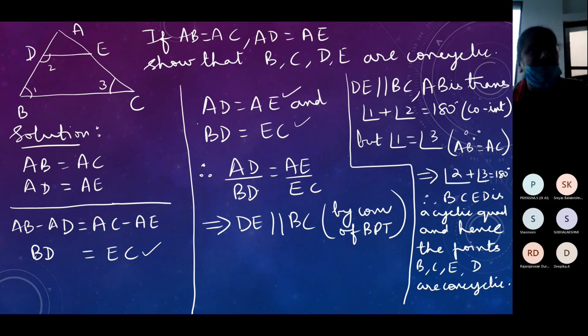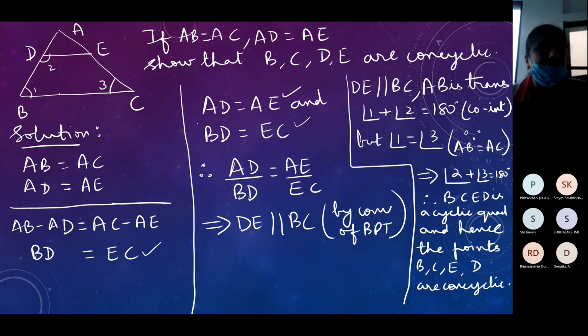So AD by BD. It's like we have A is equal to B, C is equal to D, so we are doing A by C is equal to B by D. So AD by BD is equal to AE by EC. And that proportion tells us by the converse of Thales theorem, or the converse of basic proportionality theorem, that DE is parallel to BC. Yes or no? Because of this proportion, AD by BD equal to AE by EC, DE is parallel to BC.